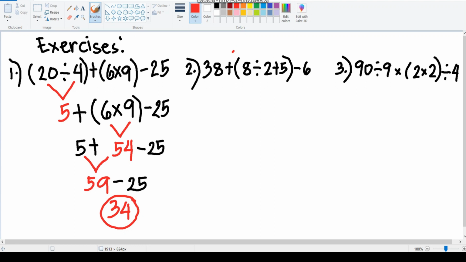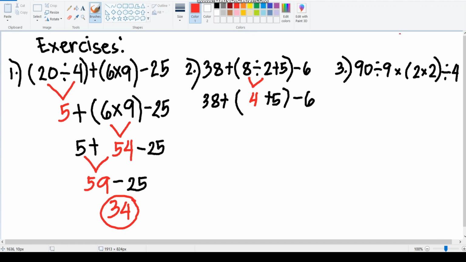In number 2, we have the 38 plus the quantity of 8 divided by 2 plus 5 minus 6. Now, according to PEMDAS again, we have to start with the parenthesis. But inside the parenthesis, we have to follow the PEMDAS order. So let us start with the 8 divided by 2. That will be 4. Still, you need to copy the parenthesis because we still have the second operation, and just copy the rest, the remaining numbers and operations.